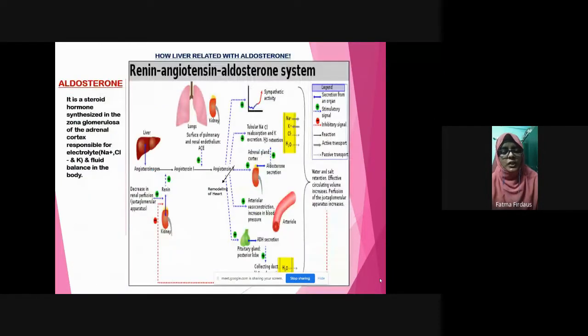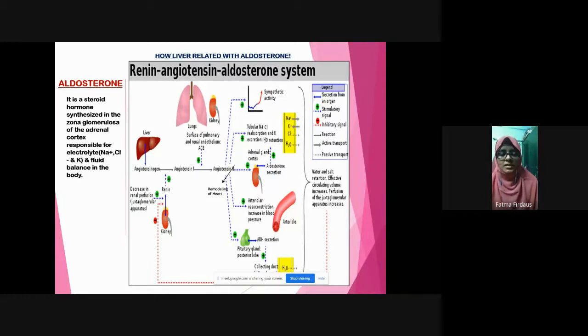Its main physiological role is increasing the absorption of sodium in the DCT, distal convoluted tubule, and collecting tubule in the kidney, salivary glands, sweat glands, and from gastrointestinal mucosa. And it also helps in retention of sodium in ECF, extracellular fluid. It increases renal secretion of potassium and secretion of hydrogen into the renal tubule. So coming back to my topic, how is liver related to aldosterone?